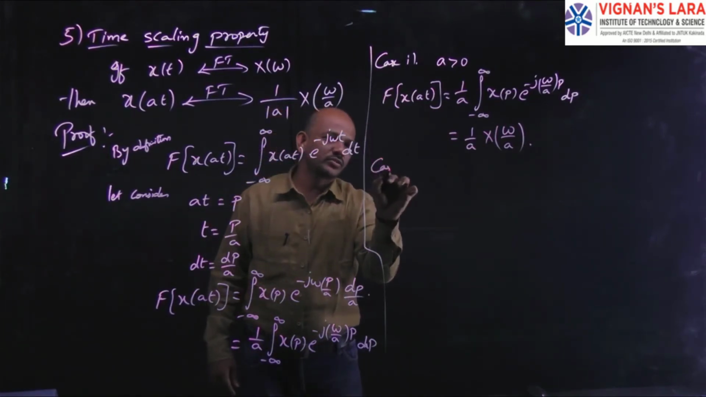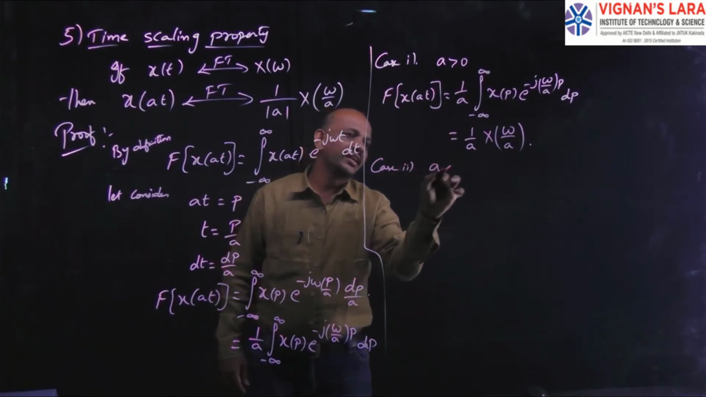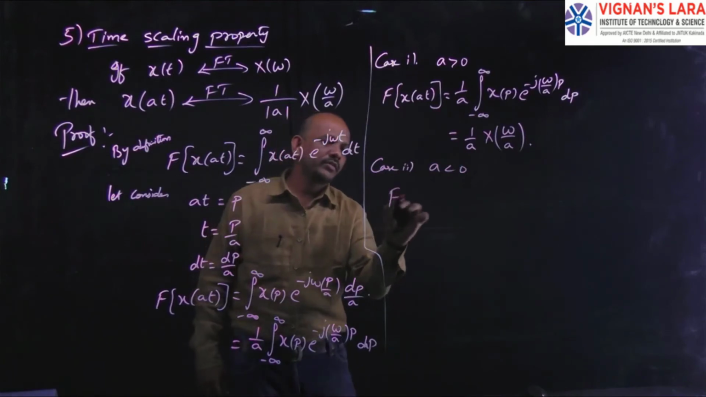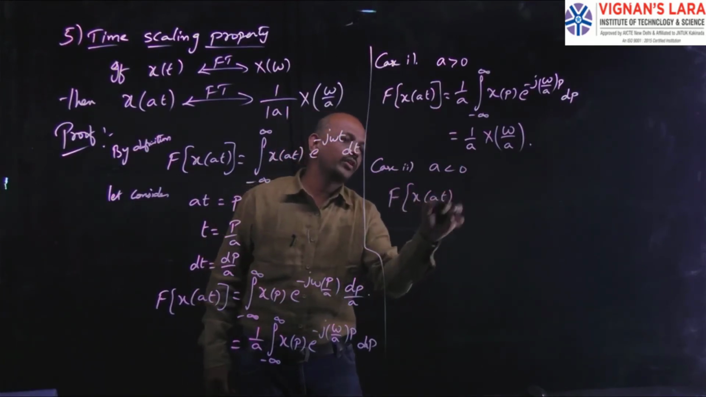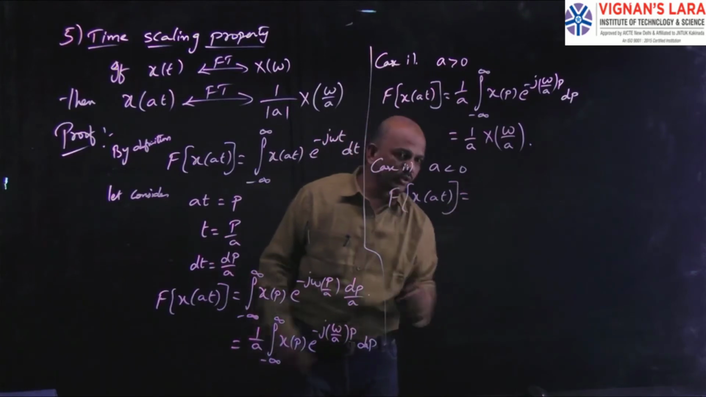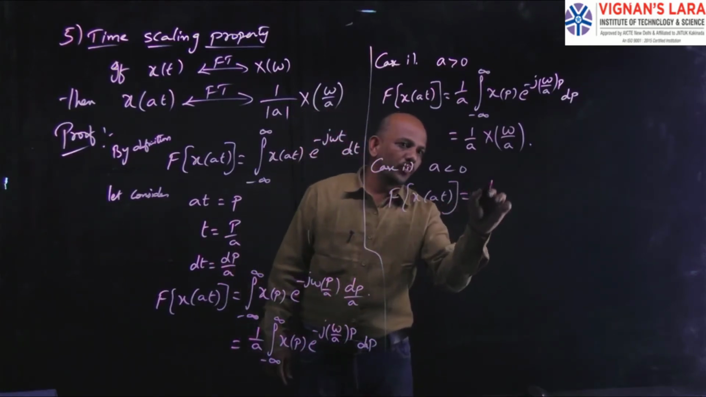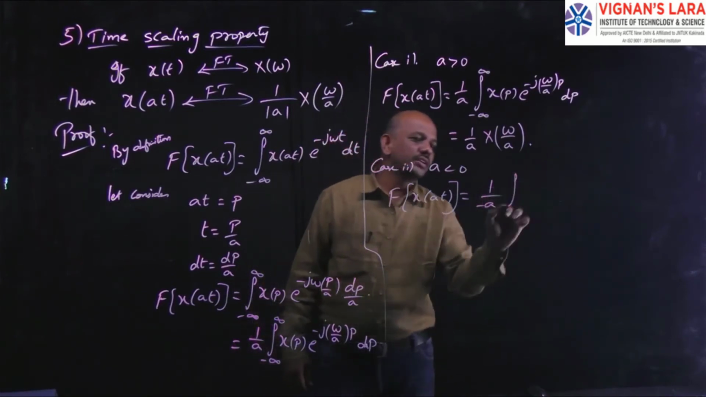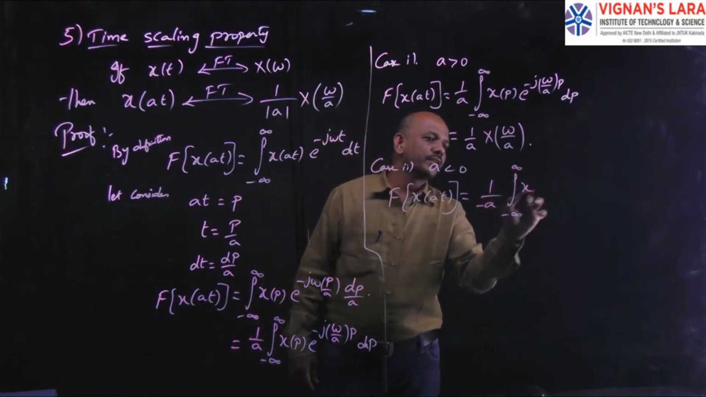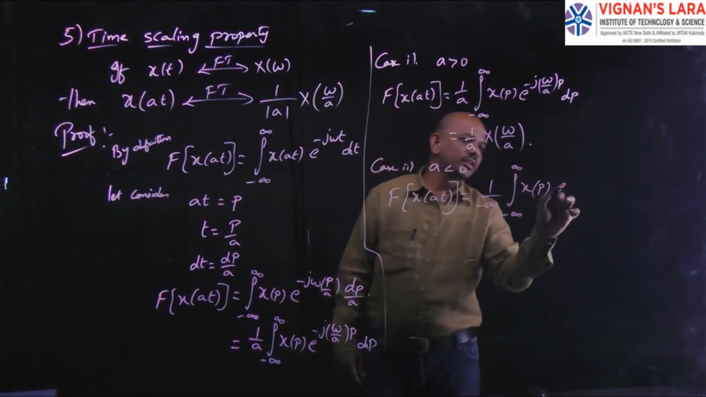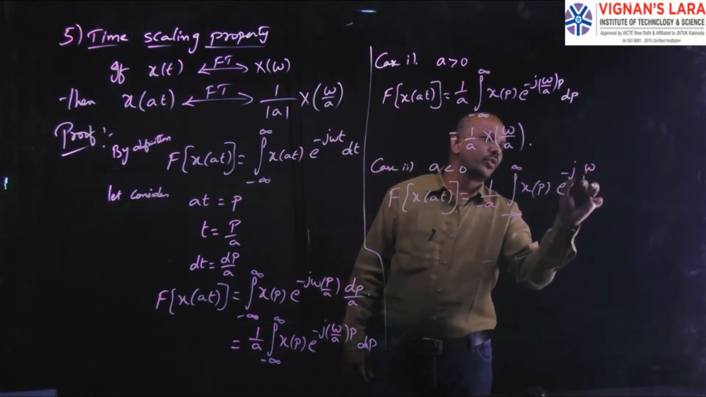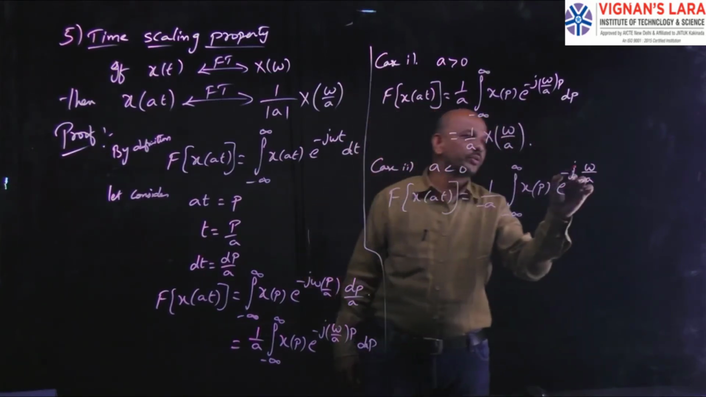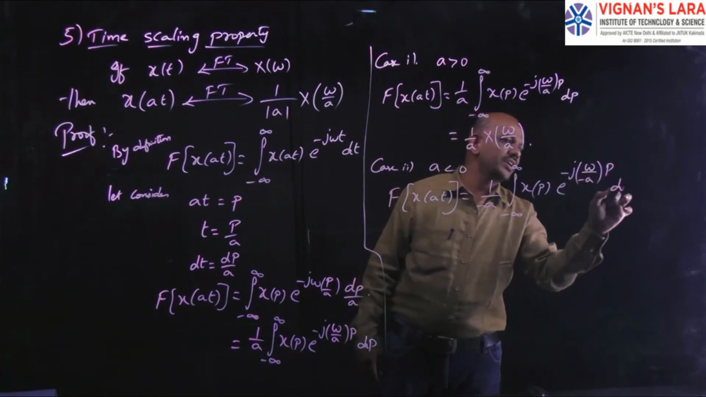Now I go for case 2, that is, a less than 0. That is, a is a negative value. Then the Fourier transform of x of at will be equal to 1 by minus a, since a is negative, integral minus infinity to infinity x of p e power minus j into omega by minus a into p dp.